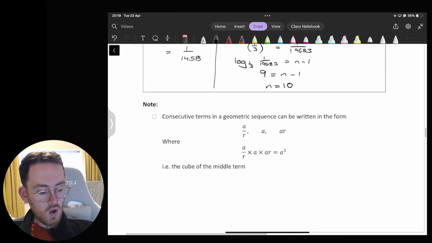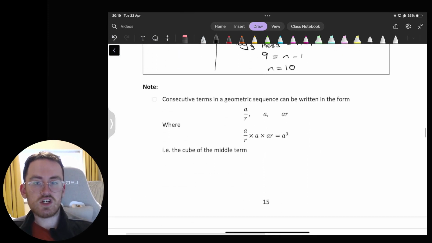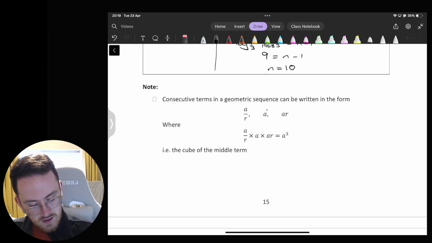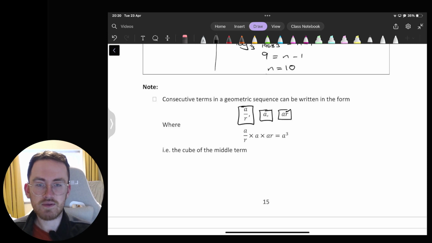One thing to note with this sort of geometric sequence is that we can write consecutive terms in this form: a over r, a, and a r. If we consider any term here, the previous term comes from dividing by that ratio, and the next term comes from multiplying by that ratio again.